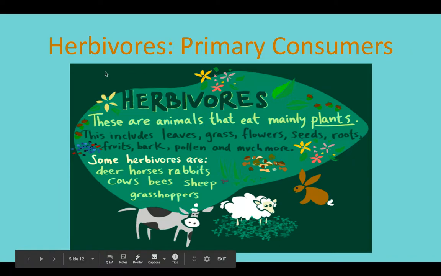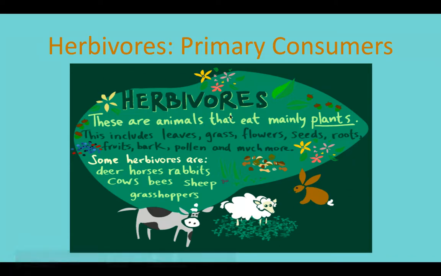And let's go ahead and classify the consumers. An herbivore, say herbivore. An herbivore is a primary consumer. That means that an herbivore is the very first consumer in a food web. Herbivores are animals that eat mainly plants. What word can we substitute instead of plants? Herbivores are animals that eat mainly... What do you think we could substitute this with? We could substitute this with producers.